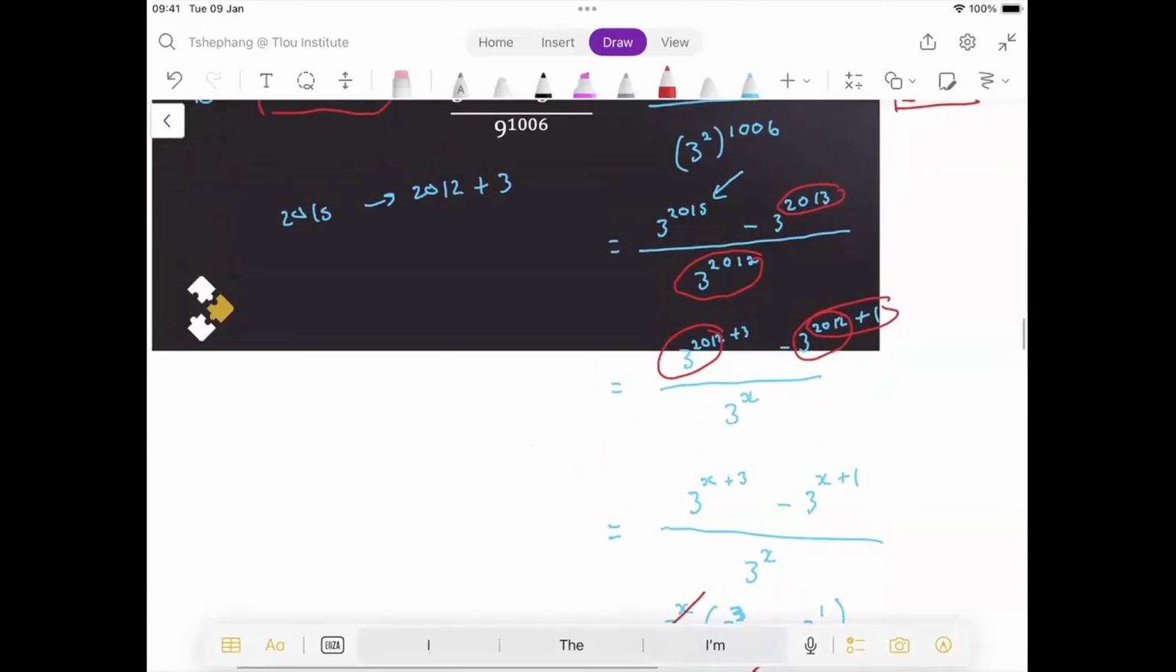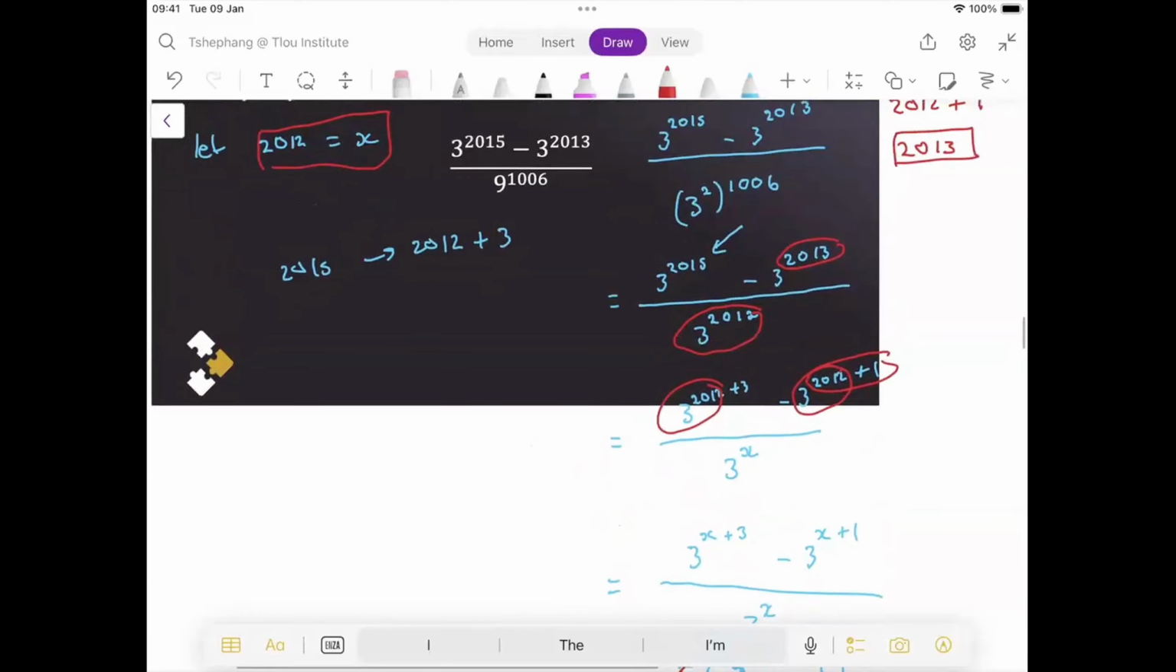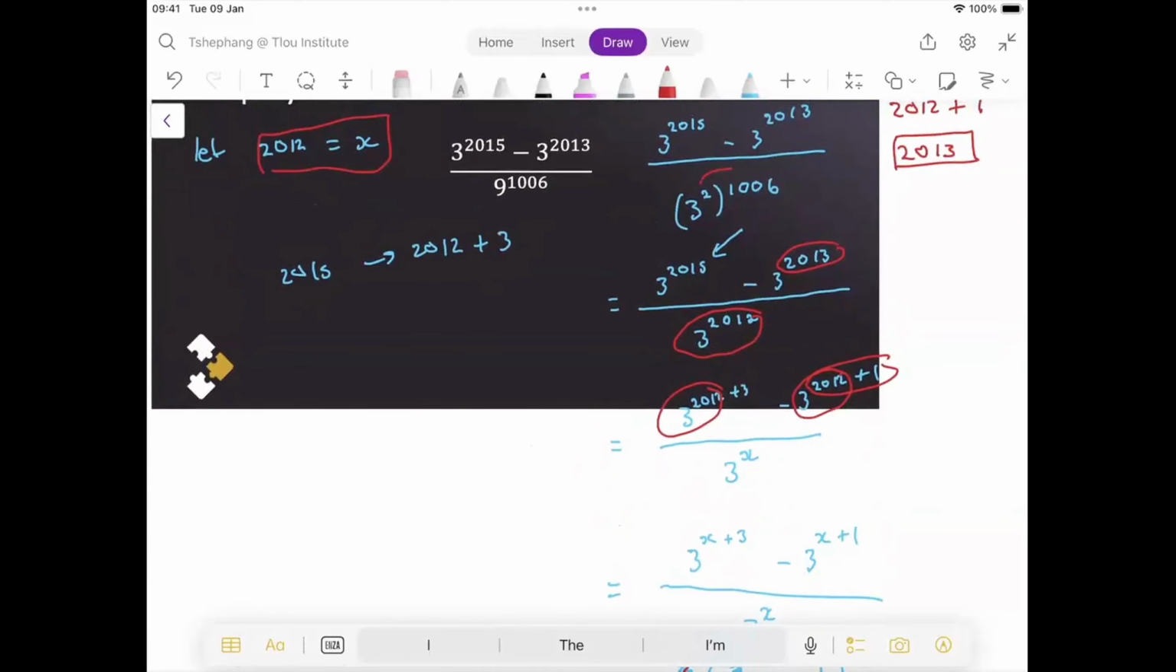Somebody's asking, I don't understand the part where 1006 became 2012. This is because of this 3 multiplied there. Remember, initially we had a 9. 9 is the same as 3 to the power of 2. The 2 multiplies 1006. 2 multiplied by 1 is just 2, and then multiplied by the 6 there, it becomes 12. And that's how we got 2012. We don't pick the denominator to make it x. We pick the smallest power and we make it x. That's what we did.